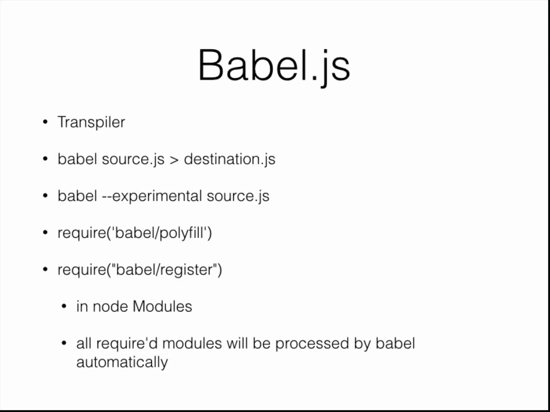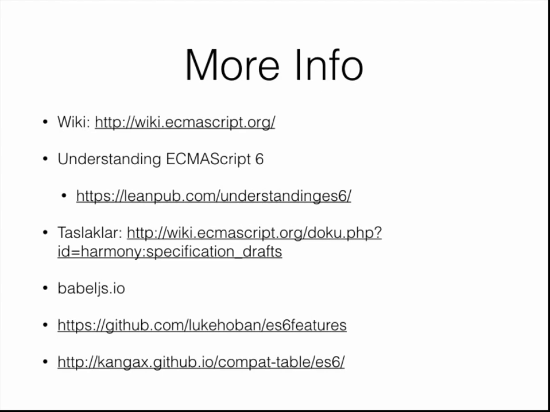So there are two approaches here. You can pre-process all of your files using Babel, like Babel source to destination, or Babel with the experimental flag. So some of the things I have shown are experimental. Or you can use Babel register, and the moment you require some file that contains any of these, Babel will first pre-process it for you. So behind the scenes, it basically does the conversions I have already shown you.